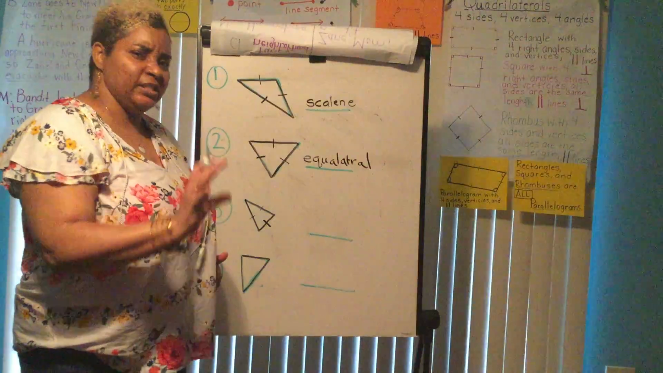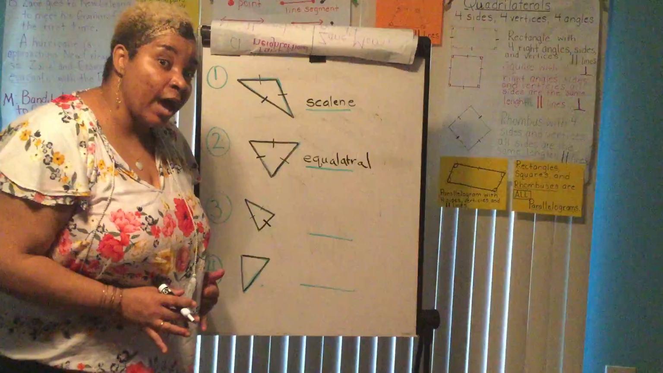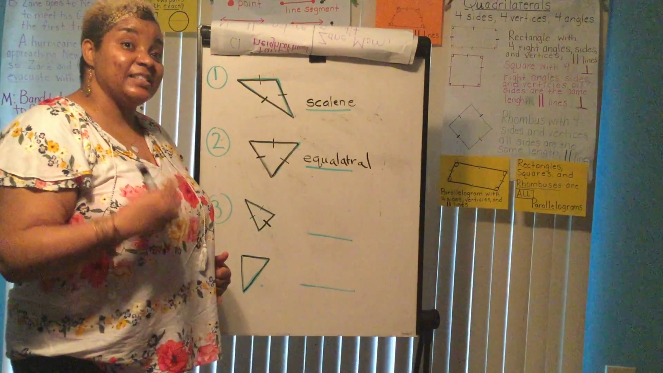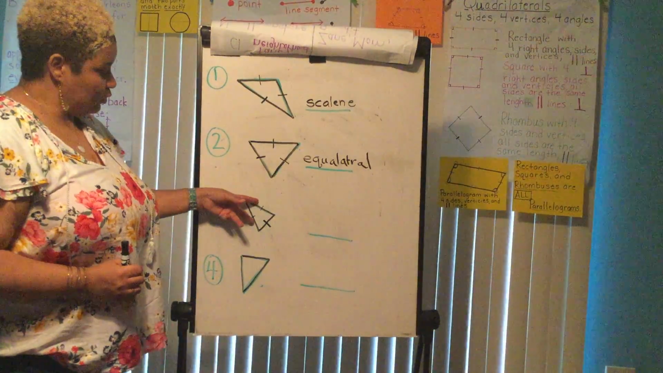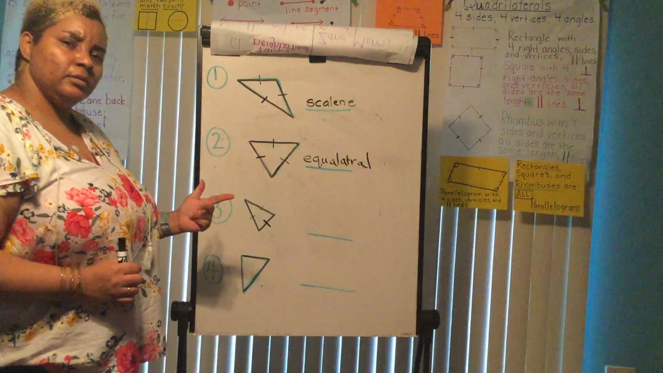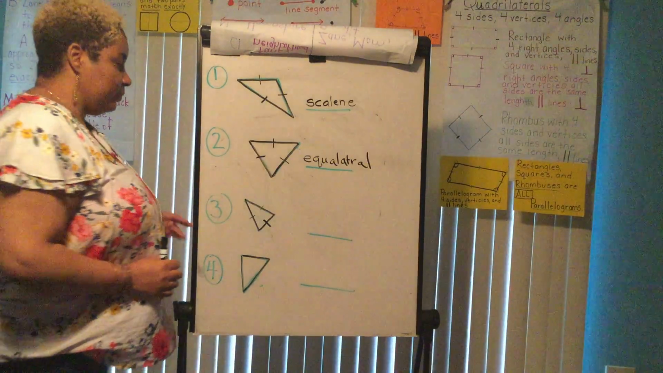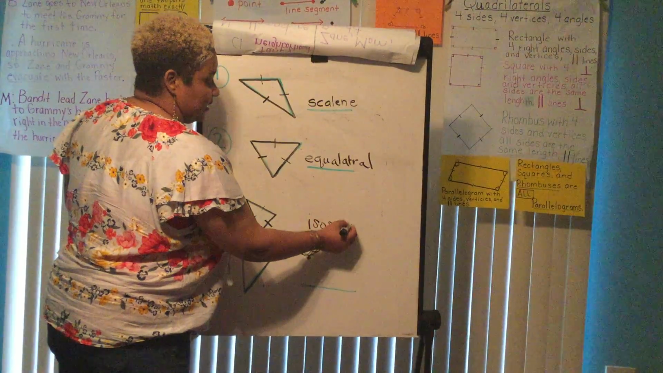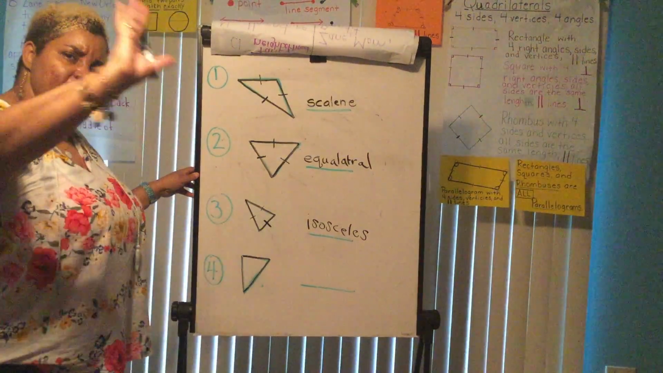Scalene, the score is different, all the sides are not the same. Equilateral, all the sides are the same. Or isosceles, ice, ice, baby. What do you think? Two sides are the same. Write it down. I think I want to write down isosceles. Does anybody agree with me? Wave your hand in the air if you do.